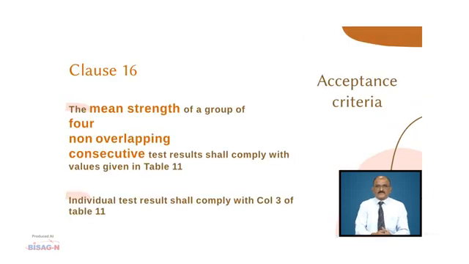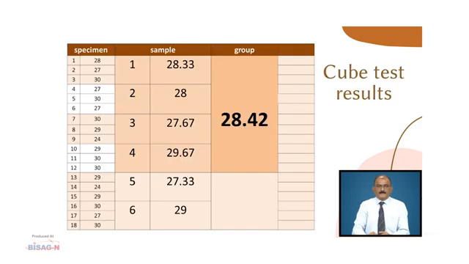It is given in clause 16 of IS 456 that the mean strength of a group of 4 non-overlapping consecutive test results shall comply with certain values given in Table 11. First of all, we should understand this phrase, mean strength of a group of 4 non-overlapping consecutive test reports. Let us see what it is. I have given a table, for example.